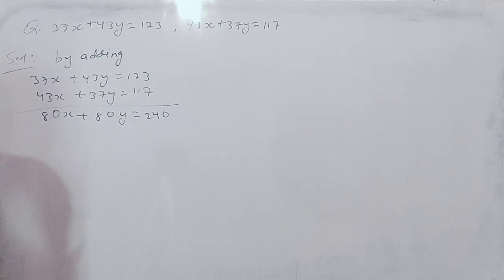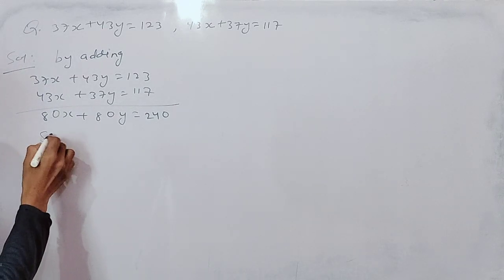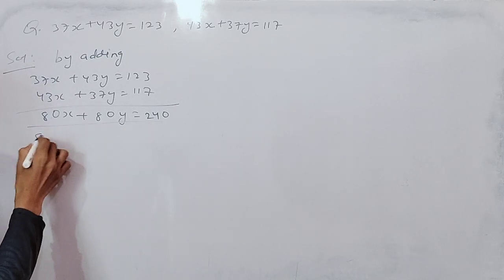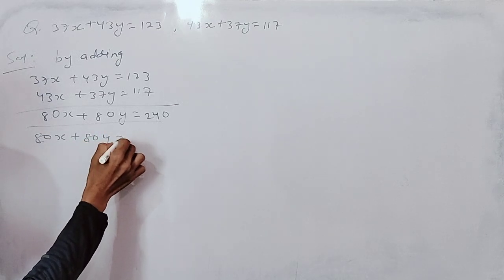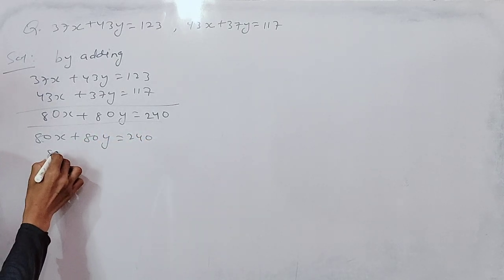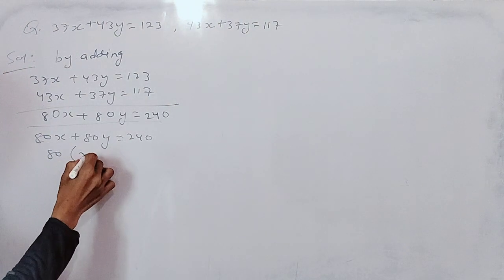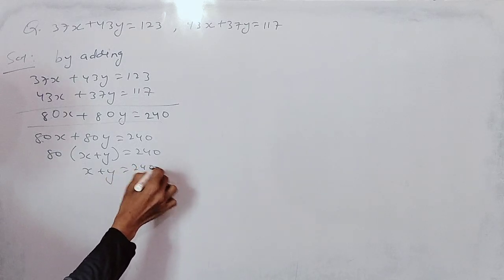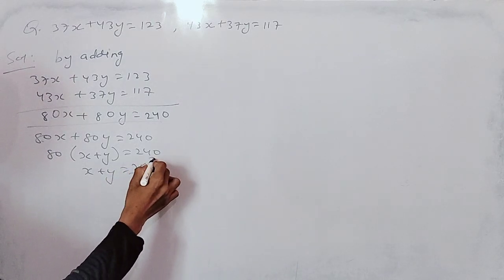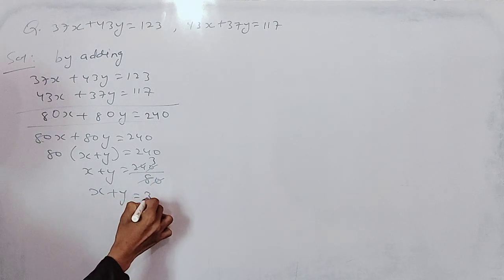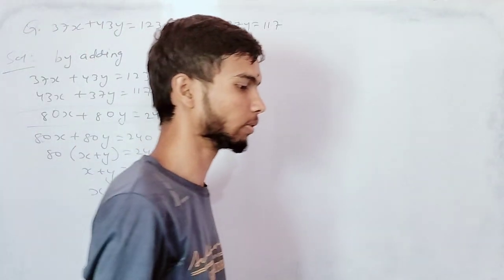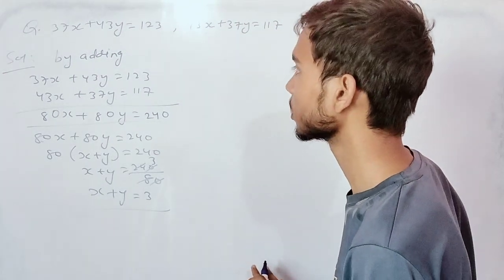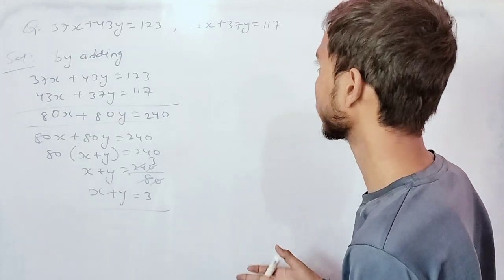Yes, 80 we can take common. 80x plus 80y is equal to 240. So 80 we took as common. x plus y is equal to 240 upon 80. So 3. So now you can see we don't have a big coefficient. The question is the same. We just added both equations.